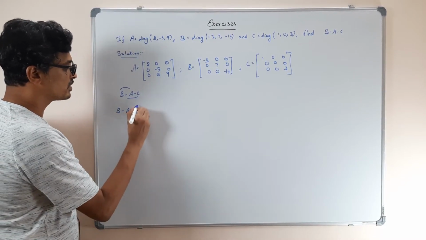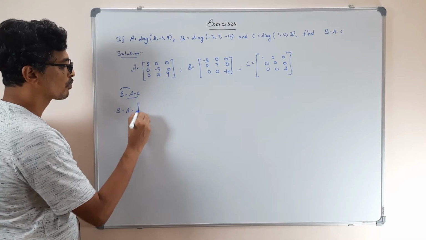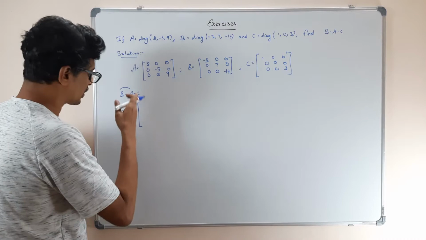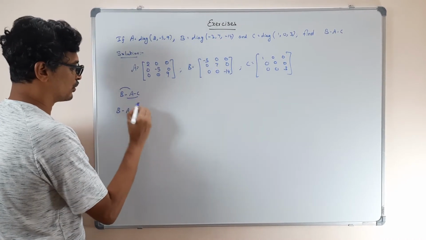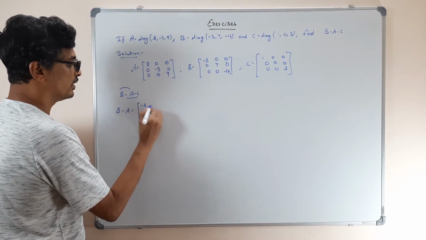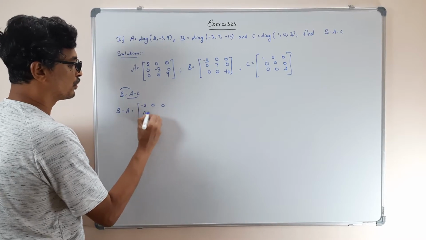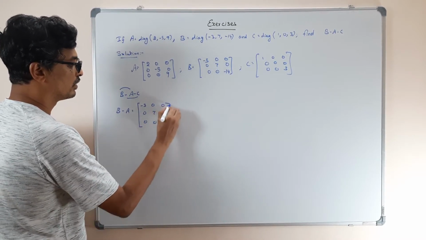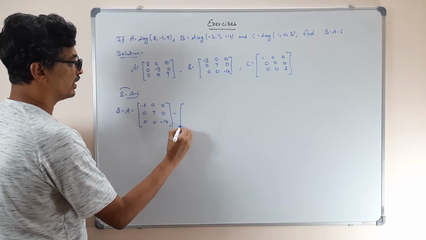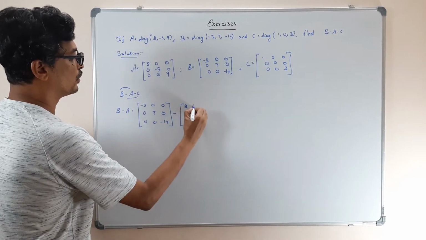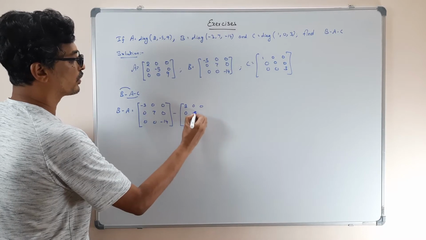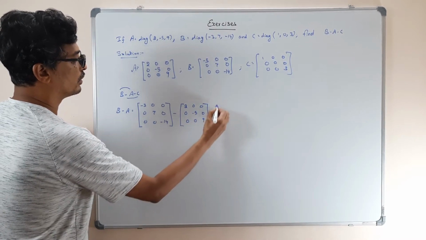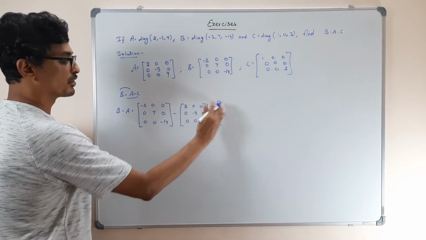What is B minus A? Tell me. The normal algebra rule works here; anyway, for addition it is okay. B is minus 3, 0, 0, 0, 7, 0, 0, 0, minus 14. Minus A. A is what? 2, 0, 0, 0, minus 5, 0, 0, 0, 9. And what you will do, element by element you have to subtract.